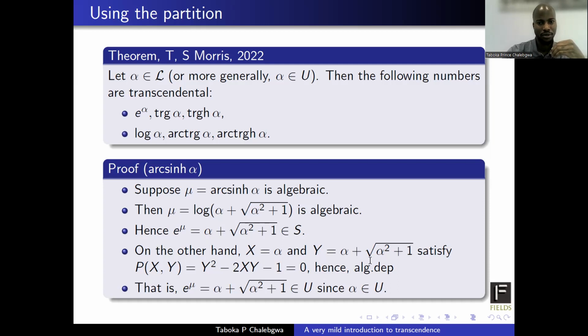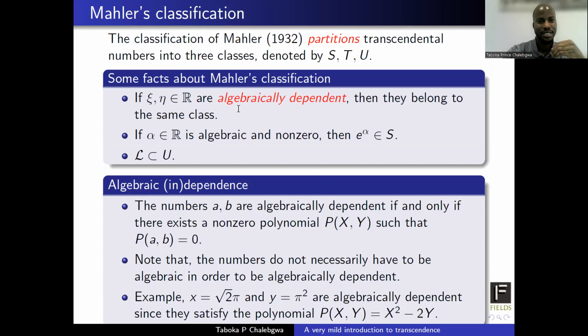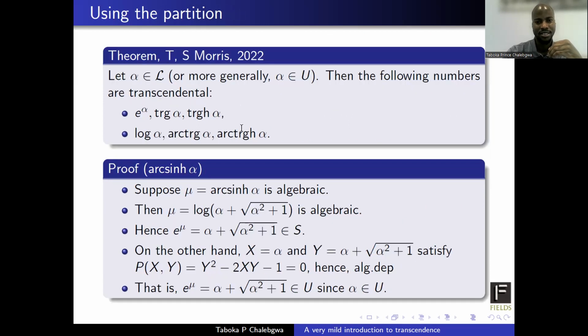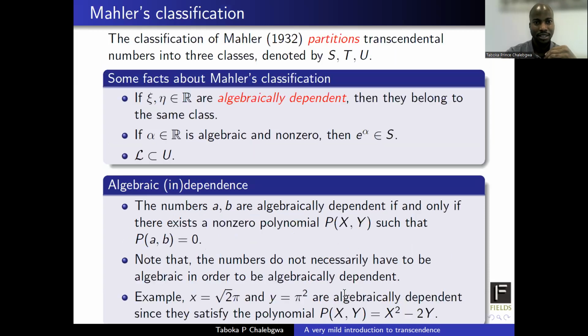And what is it that we know about Moller's classification? If two numbers are algebraically dependent, then they belong to the same class. So this is telling us that alpha, remember, which is our Liouville number, together with y, which is e to the mu, are algebraically dependent. So in other words, this is telling us that e to the mu, which is the number y here, belongs to U. Why? Because our alpha is a Liouville number, and we know that Liouville numbers belong to the set U.